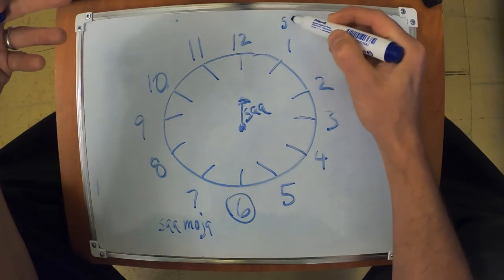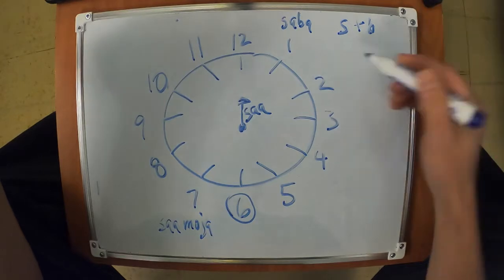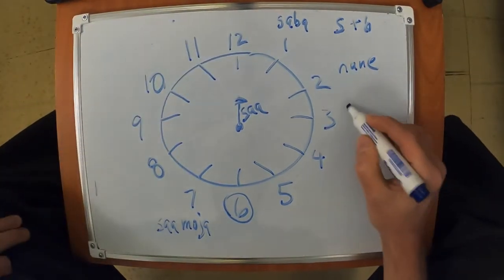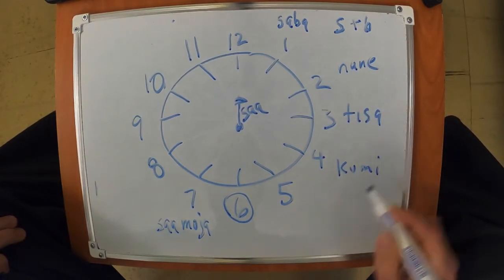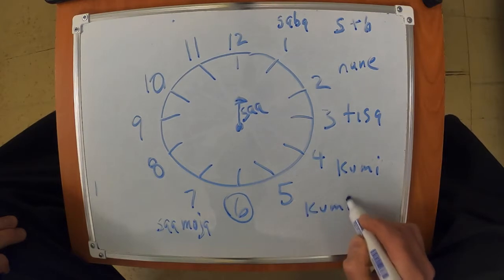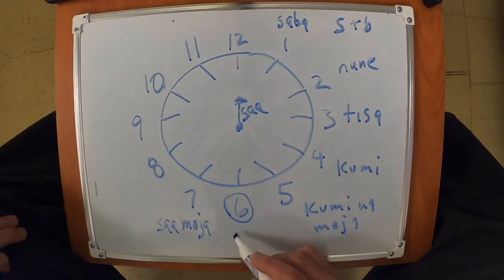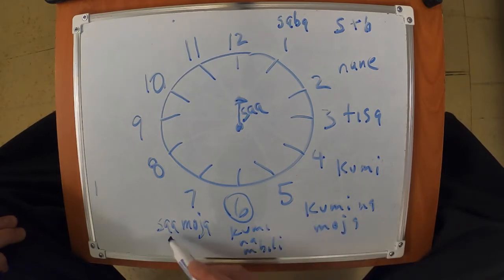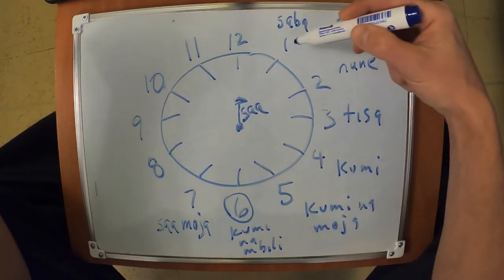If it's pointing at the 2, or if it's 2 o'clock, sa nane. If it's pointing at the 3, tisa, kumi, kumi na moja, and kumi na mbili. And that takes us to sa moja, where it starts again. So that's anything 6 and below, you can add 6, and that will give you the hour.